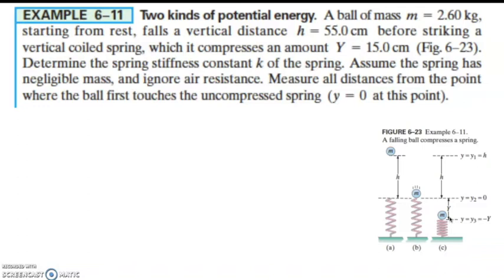So we're going to measure all distances from the point where the ball first touches the compressed spring. So this will be 0.0. So we have a height that it drops, and then we have a compression point, okay?